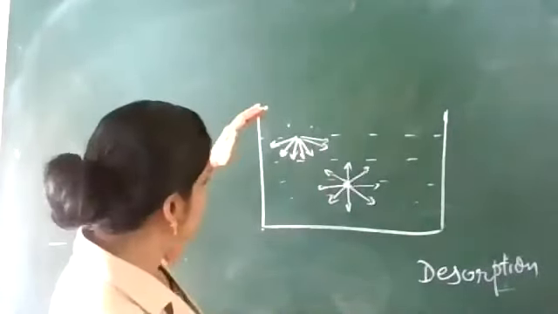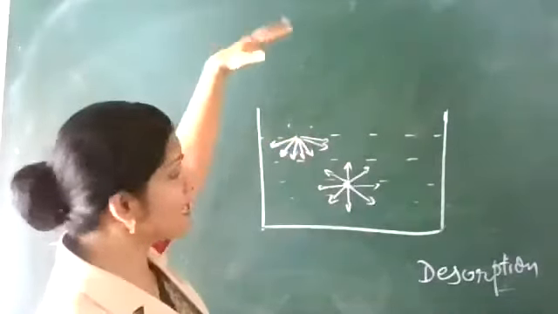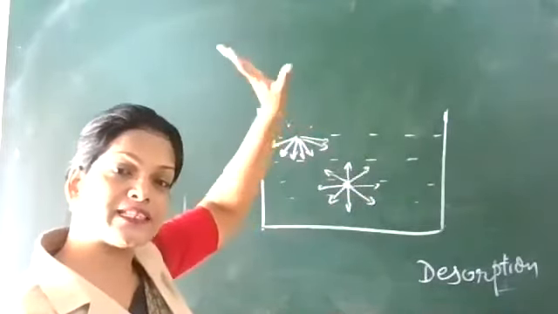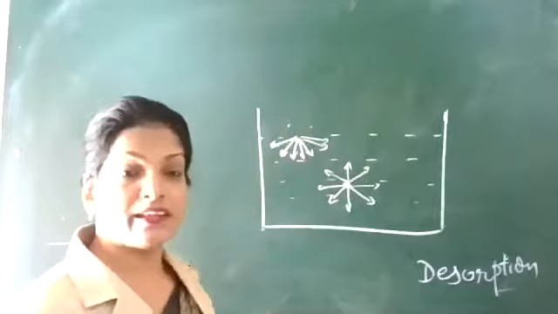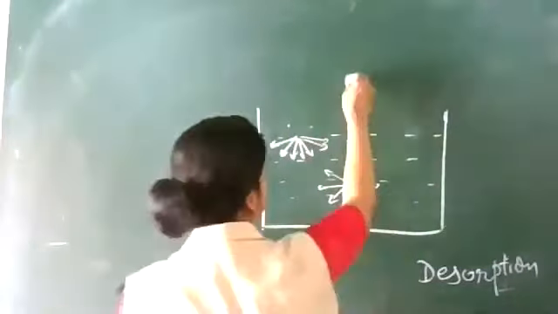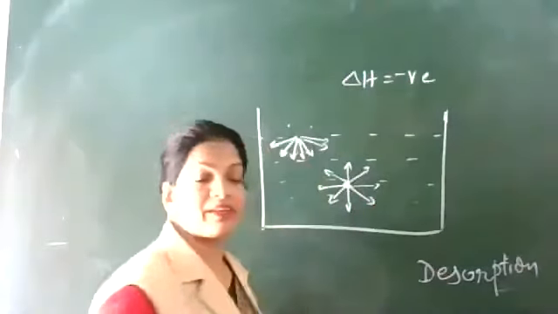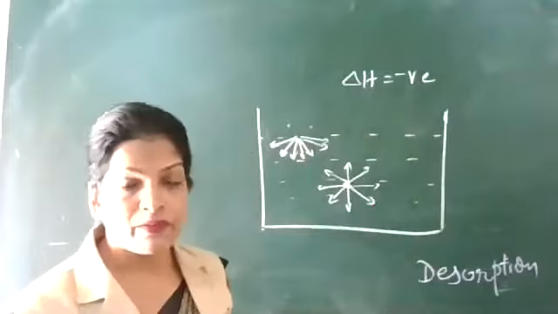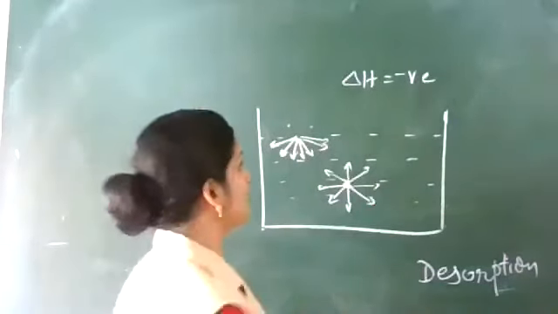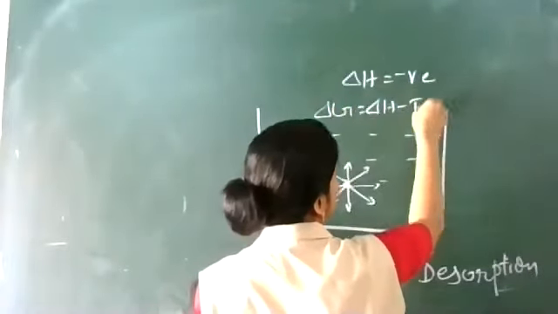These residual attractive forces attract the adsorbate molecules on the surface, and surface energy is released in the form of heat. That is called heat of adsorption. That means energy is released, so delta H has a negative value. We know that for a process to be spontaneous, delta G should have a negative value. Delta G is equal to delta H minus T delta S.